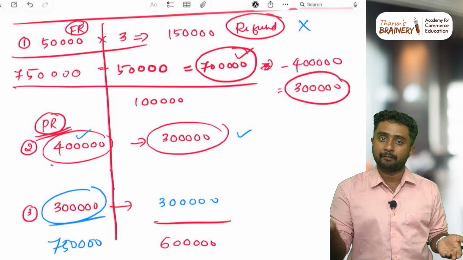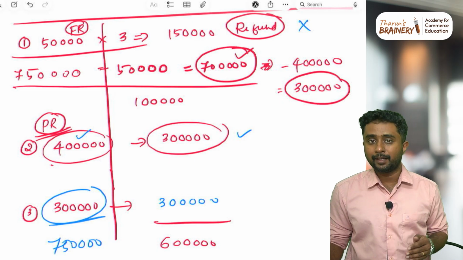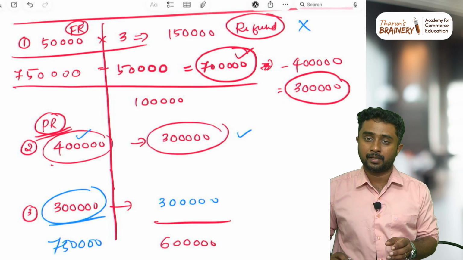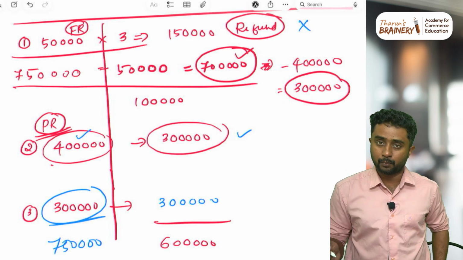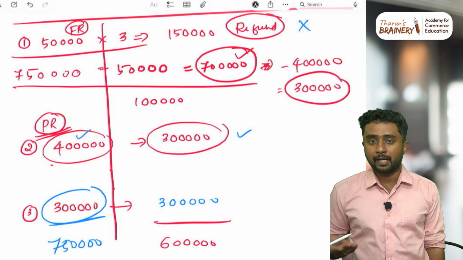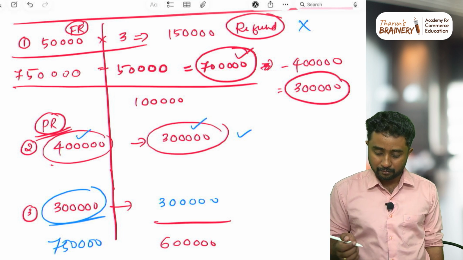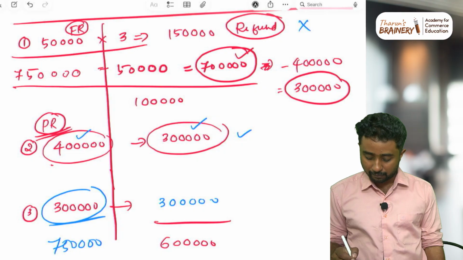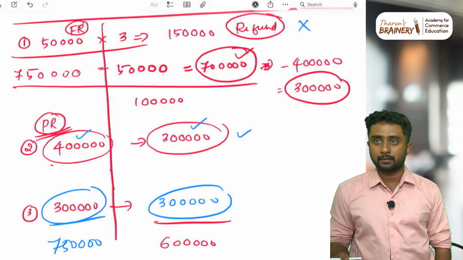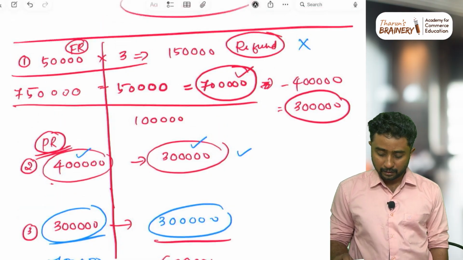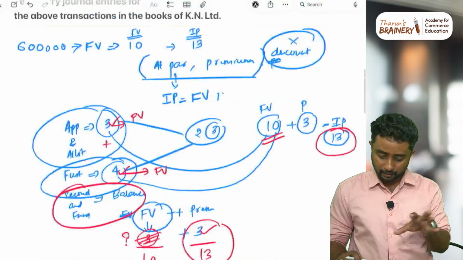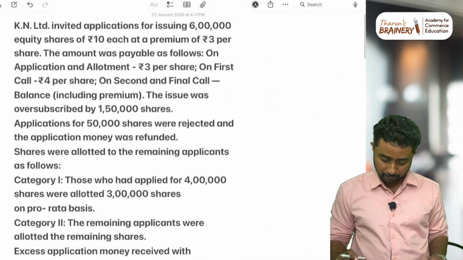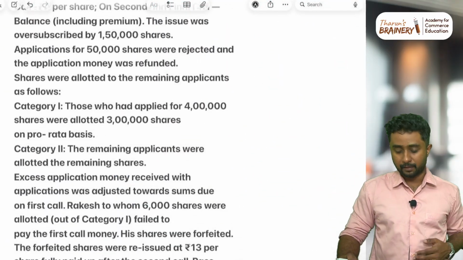Out of that 4 lakh we have already adjusted. Now remaining is 3 lakh share applications. Remaining number of shares is how much? Because the total number of shares that we have is 6 lakhs. Out of that 3 lakh is given to one category, which means the remaining category will have only 3 lakhs. So 3 lakh is given to them, right? So that is the concept behind this question. This is how you have to split up. Hope I made that concept clear.